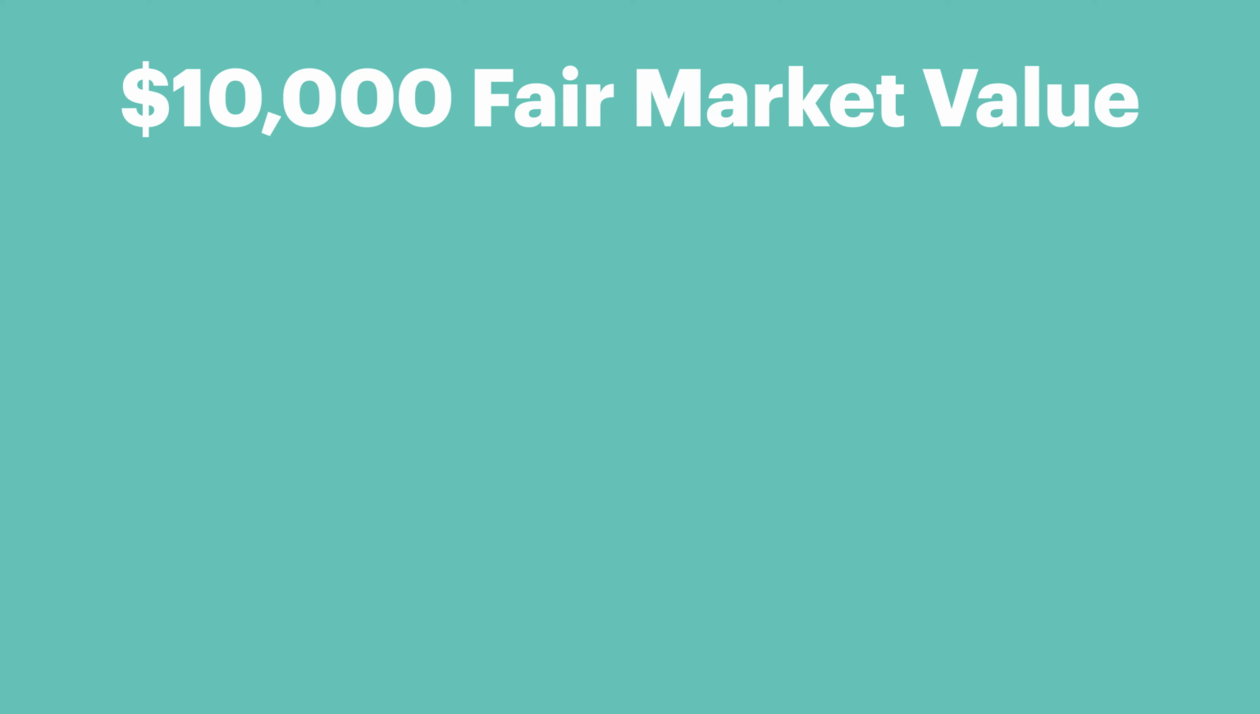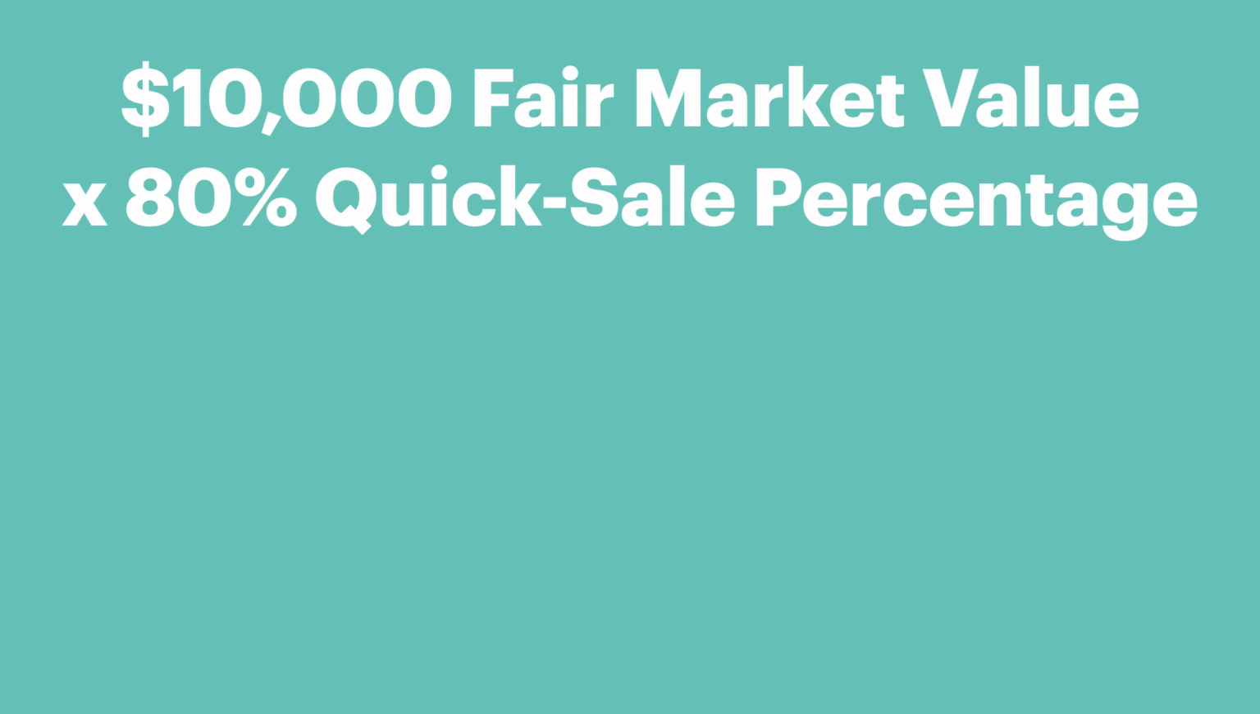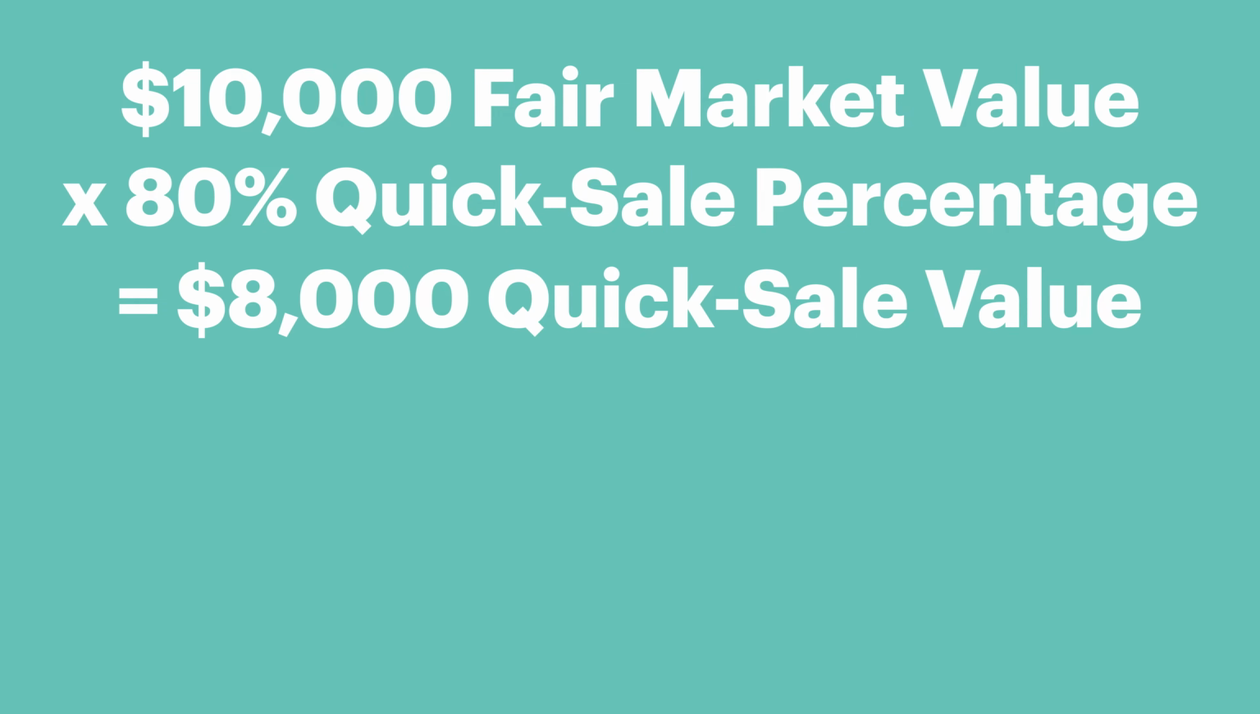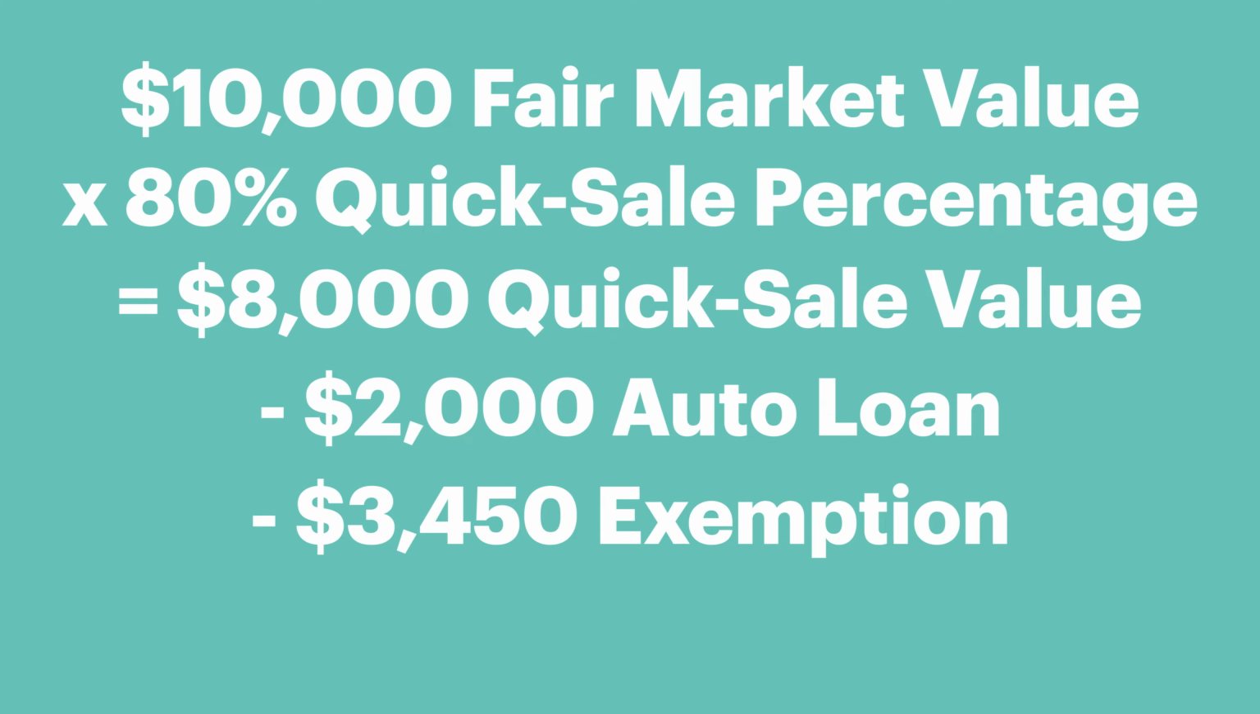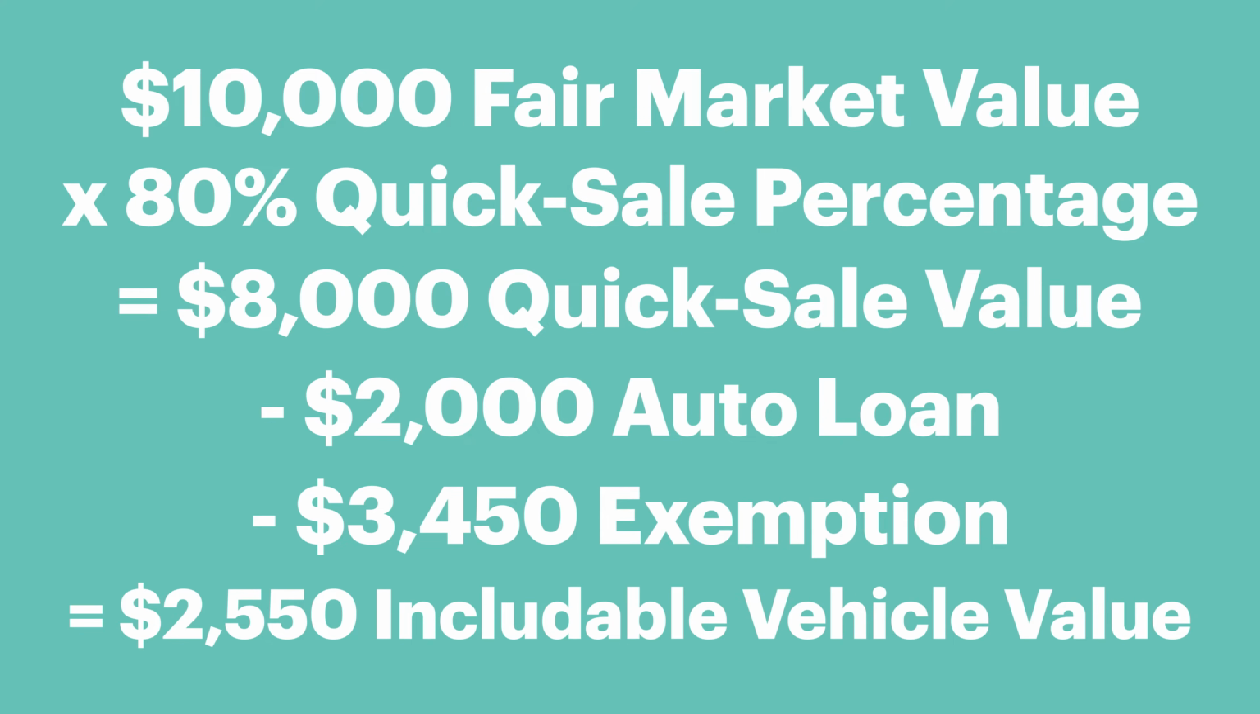So just by way of example, let's say you're a single taxpayer and your car, according to Kelley Blue Book, is worth $10,000. Okay, and you have a $2,000 auto loan on it. So the math would be, first you take the $10,000 fair market value, then you multiply it by 80% to get $8,000 quick sale value. From that, you subtract a $2,000 auto loan as well as a $3,450 exemption, and that yields $2,550 valuation for your car for offer and compromise purposes.